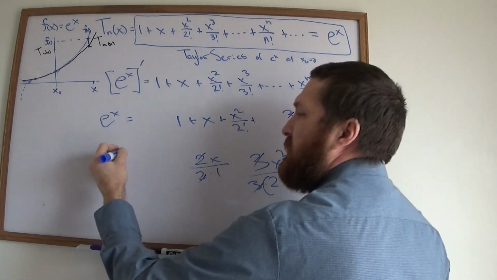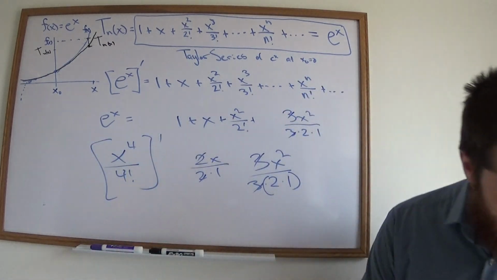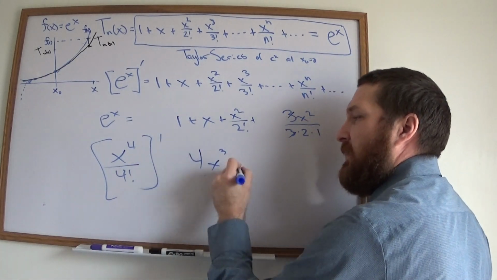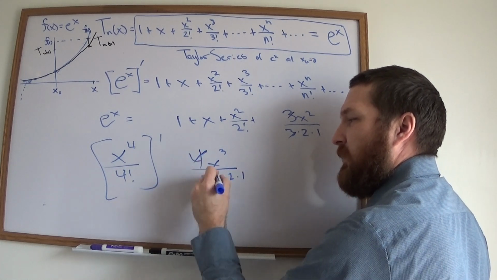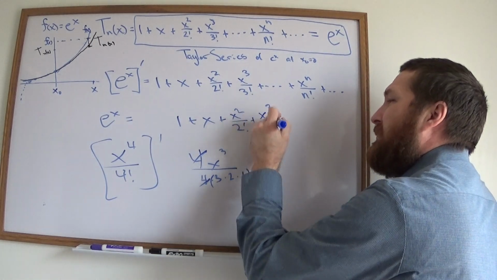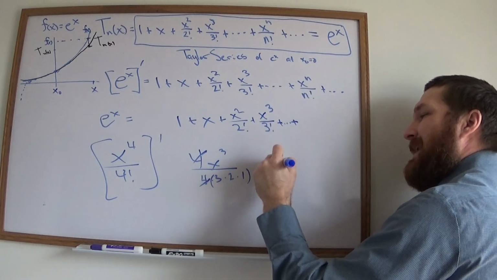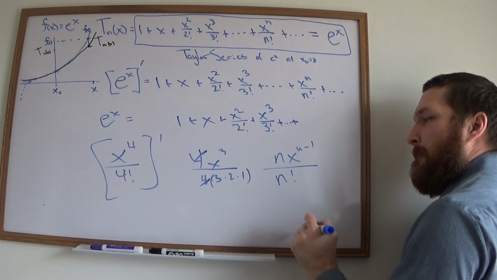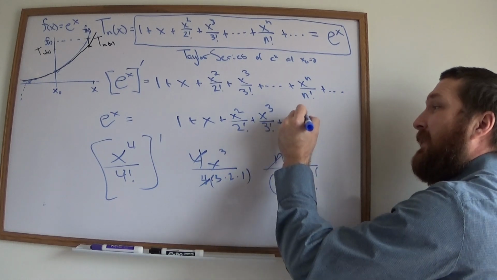Okay, let's do the fourth. We take the derivative of x to the fourth over 4 factorial. The 4 comes down, so we get 4x cubed over 4 factorial. The 4's go away, and we're left with x cubed over 3 factorial, 3 times 2 times 1. And I go on and on and on. Now I take the derivative of x to the n over n factorial: the n comes down, and n factorial over n is n minus 1 factorial.